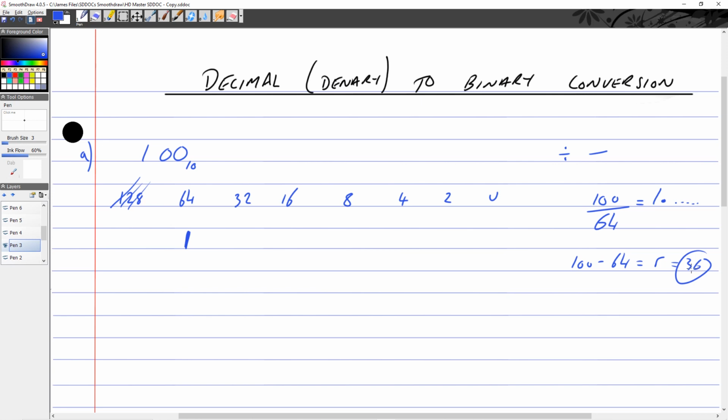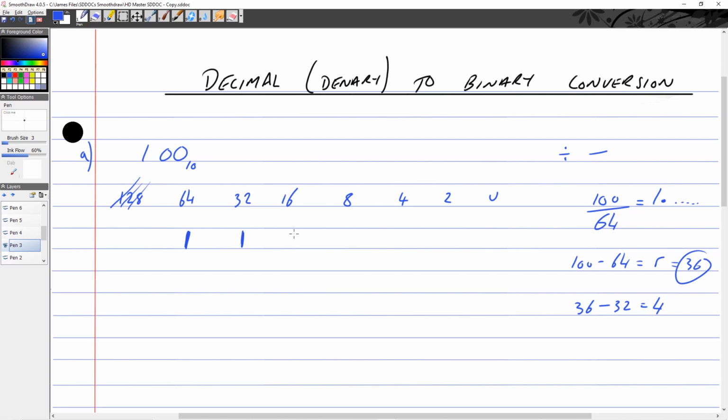And what we're technically doing then is saying, what's our remainder? 36 divided by 32, and that's going to be 1 point something. But an easier way to see it is to say, well, what's 36 made up of? It's bigger than 32, so we know there must be a 1 in there. And then we say 36 take away 32 is 4.